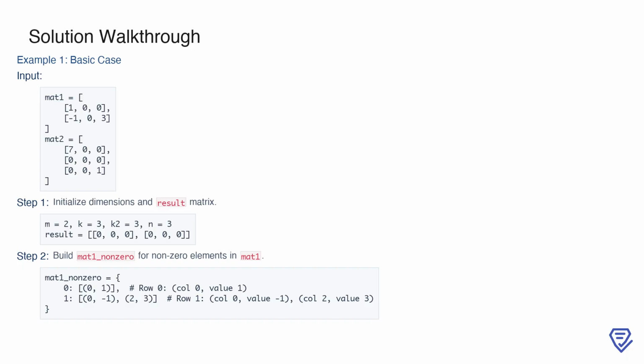Next, we optimize our computation by identifying the non-zero elements in mat1. We store these in a dictionary called mat1_non-zero, where each row of mat1 is mapped to its non-zero elements. For example, in row 0, there is one non-zero value, 1, at column 0, so we store 0, 1. In row 1, there are two non-zero values, -1 at column 0 and 3 at column 2, so we store 0, -1, 2, 3. This step helps us skip unnecessary operations on zero elements during the multiplication process.